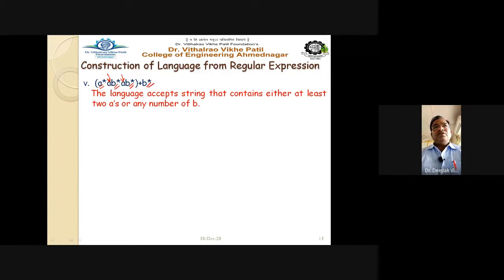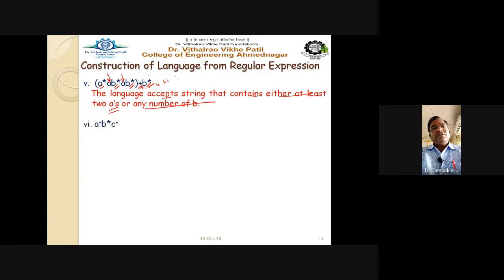So I can have the language that accepts the strings that contain either at least two a's or any number of b's. It is possible because here it is or any number of b. So b can be zero b's, or there can be one, or double b, any number of b's are possible. So from the regular expression, I have to write the observations in the English language.